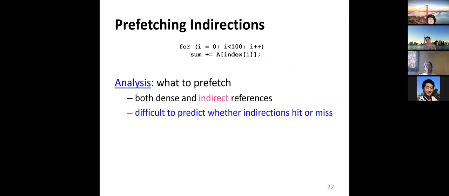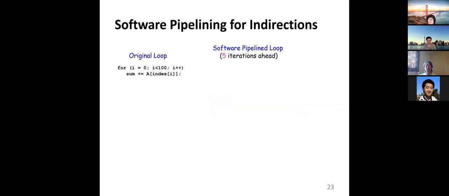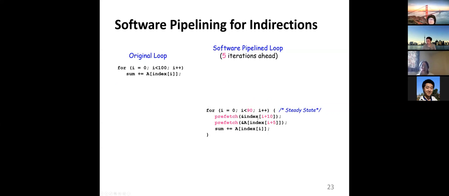It's very difficult to predict where the indirections hit or miss. So we need to do some modification of the software pipeline and algorithm to handle them. Again, I make these loops trivially simple. Remember that the loop body might have a lot of other stuff here, but I'm just focusing on what matters. And assuming we want to prefetch 5 iterations in advance, in the steady state we're going to do a prefetch of the index first, and then a prefetch of the array of that index, but from a previous 5 iterations.